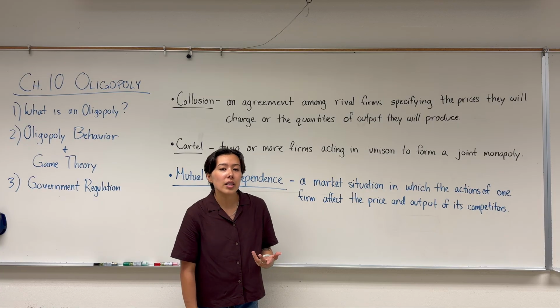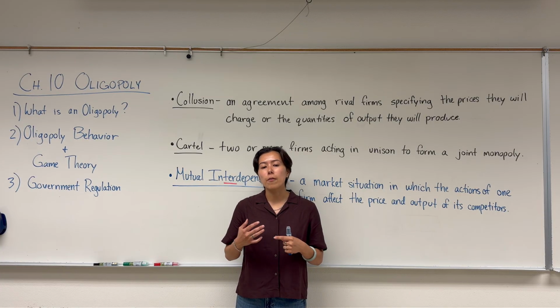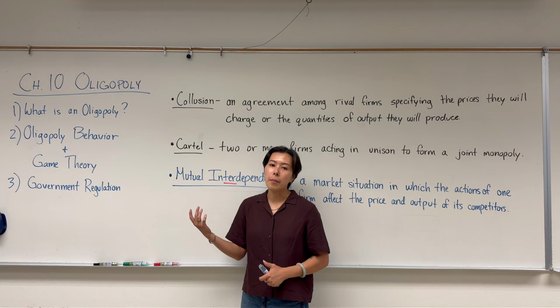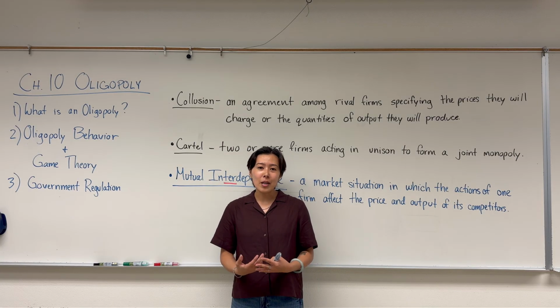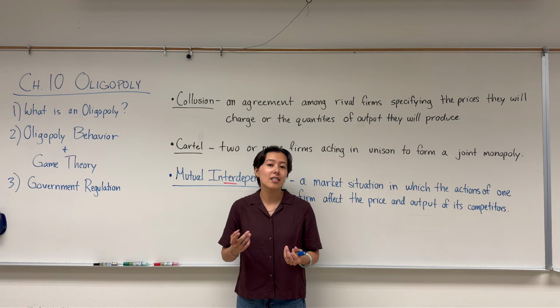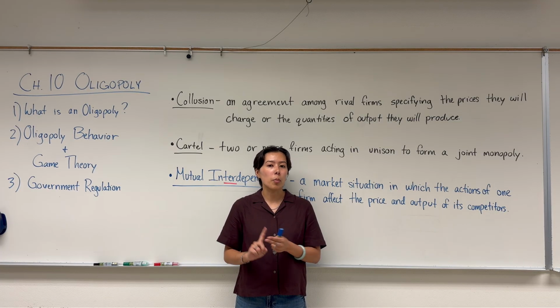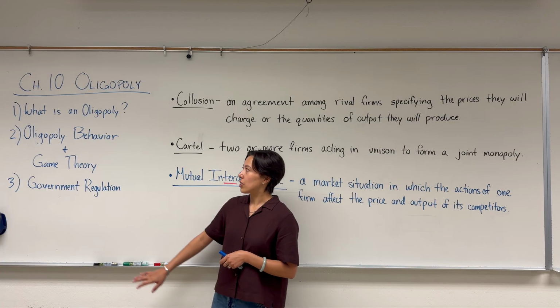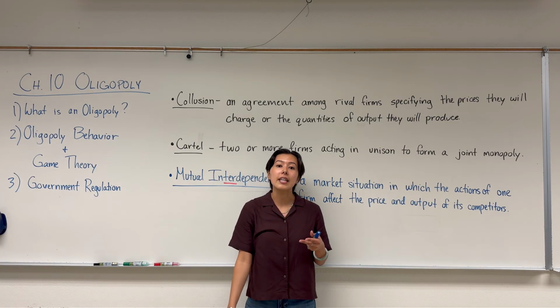So because of this, we need a new tool to analyze our firm behavior under oligopoly. The decisions that are made by oligopoly firms are a lot more strategic than the decisions that are made by monopolies or perfectly competitive firms. And so to do this, we're going to use something called game theory.